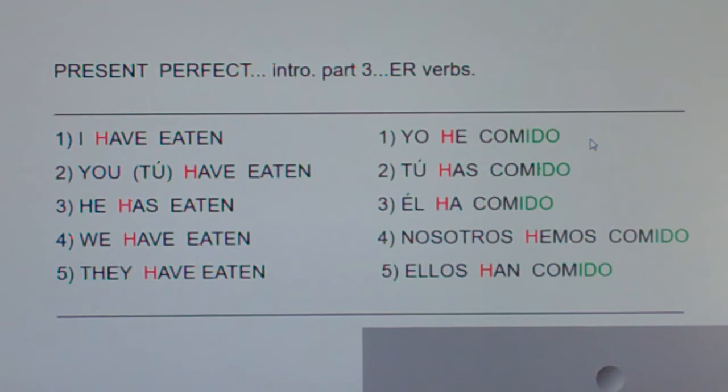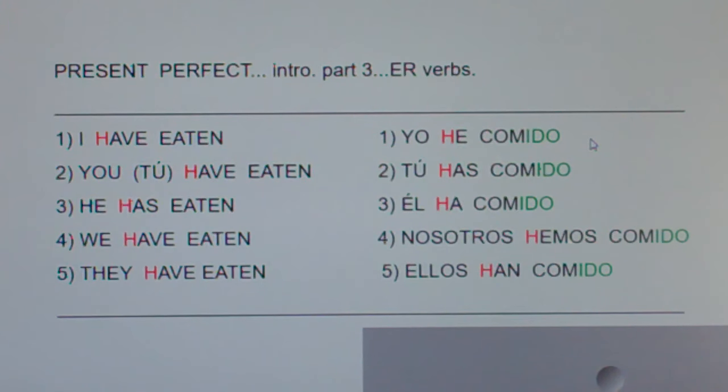In the preterite, they both end in I, ISTE, IO, IMOS, IERON. In the imperfect, ER and IR are the same: IA, IAS, IA, IAMOS, IAN. For all intents and purposes, ER and IR verbs are the same. The only difference between an ER verb and an IR verb is the present tense we form.